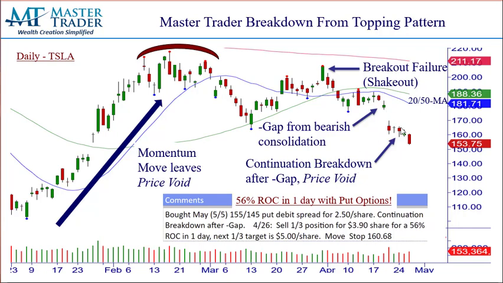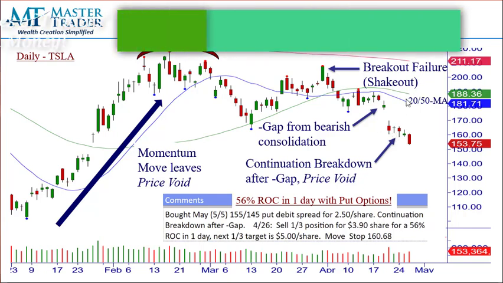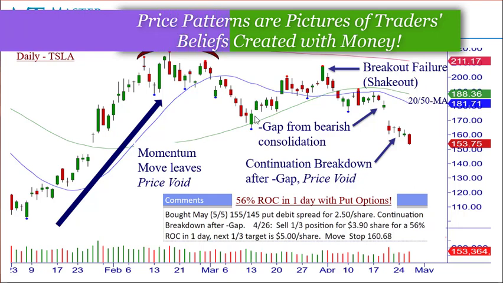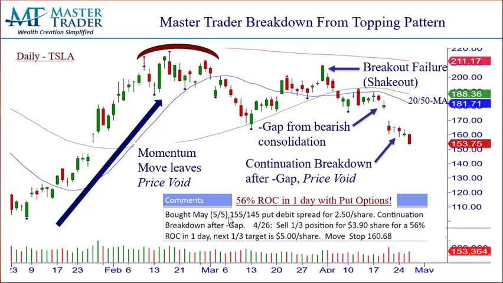Notice it went sideways for 3 days and could not bounce. That's the concept called relative weakness, continuation breakdown, price void. In this case, we bought what's called a bear put debit spread, where we buy one put option and we sell a further out of the money put option. The difference of those two prices is the net debit. So we paid $2.50 a share for this debit spread, which we profit as it falls.